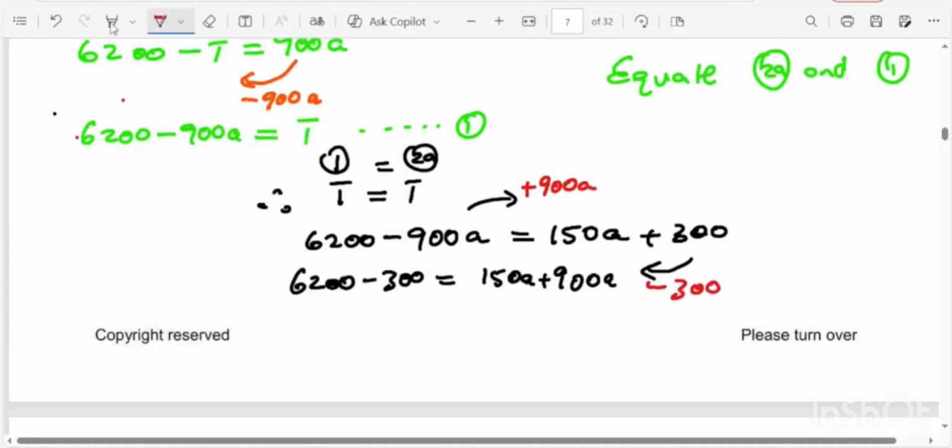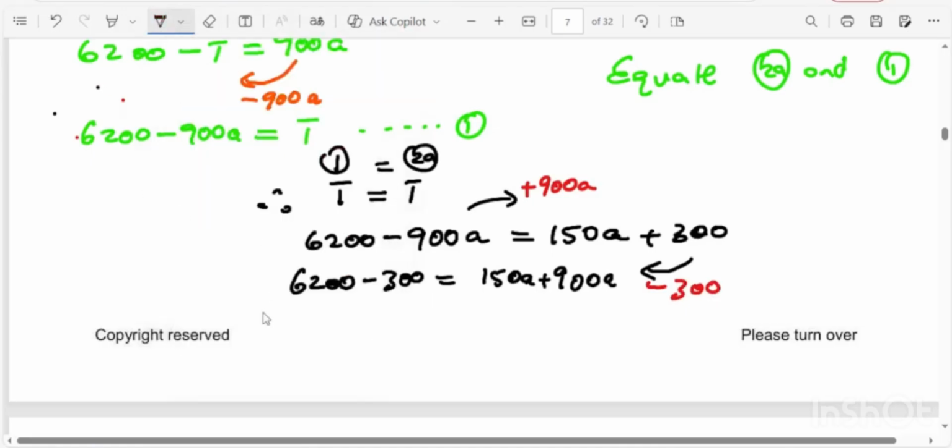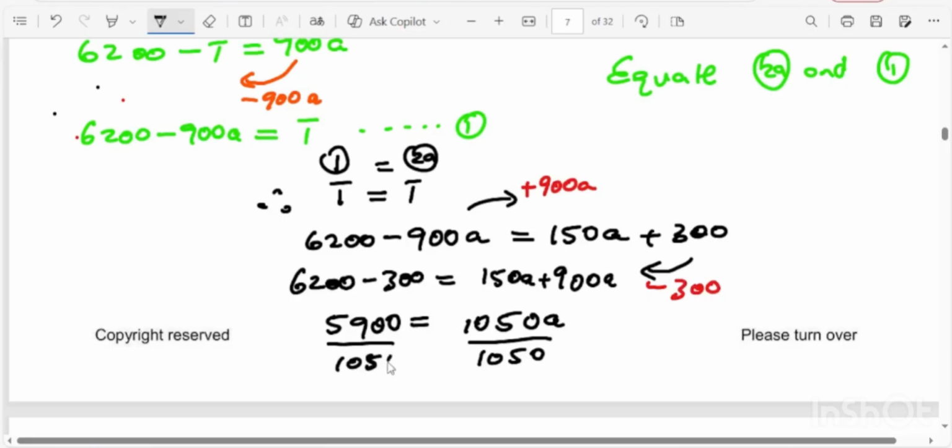So now what I need you to do is to work on your algebra and say 6,200 minus 300. When you minus these two, this should give you 5,900. Equate this to 1,050a. Divide both sides by 1,050, so that these two guys can cancel, and tell us what you get.